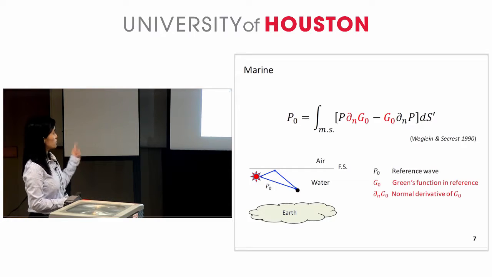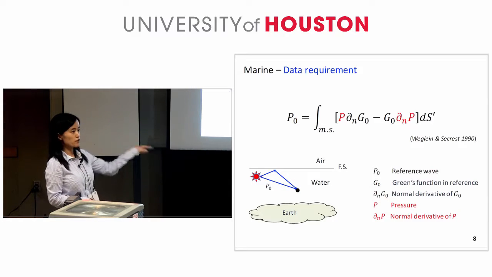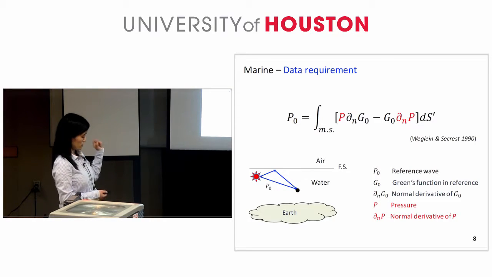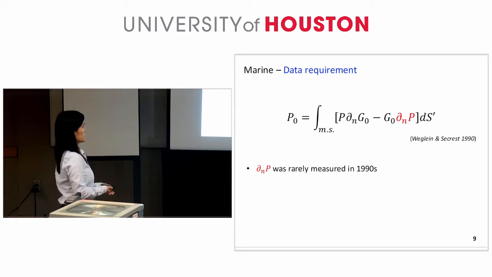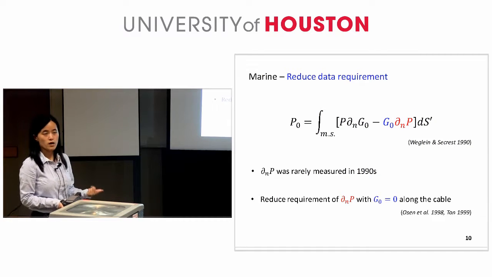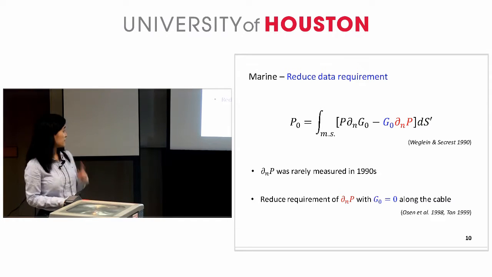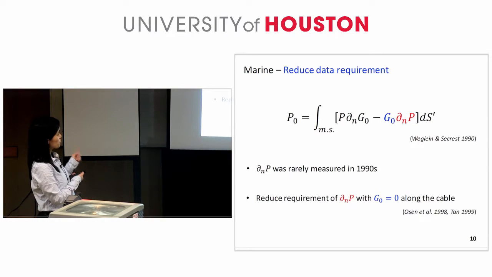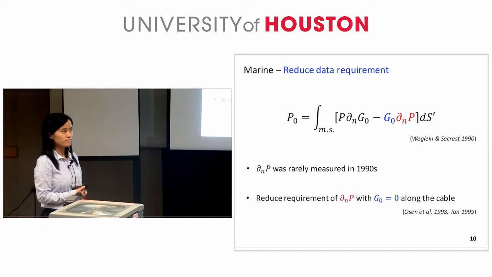And besides, you need to measure both the pressure field P and its normal derivative along the receiver cables. In those days of the 1990s, people did not have the normal derivative. So scientists independently at BP, Shell, and Statoil provided the theory of wave separation without needing the normal derivative. That requires the Green's function G0 to vanish along the acquisition surface to get rid of the requirement of the normal derivative of P. So that strategy allows a less demanding acquisition.